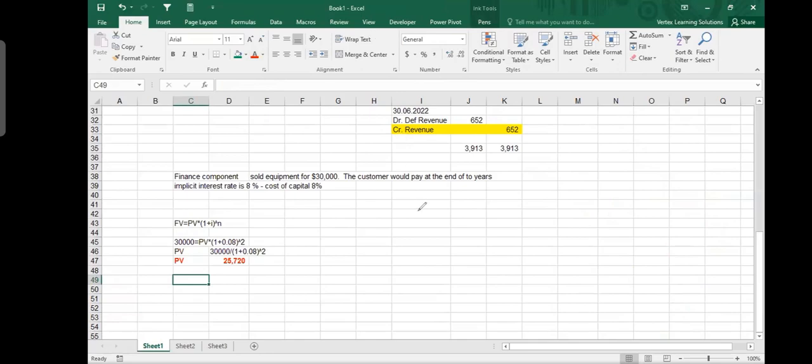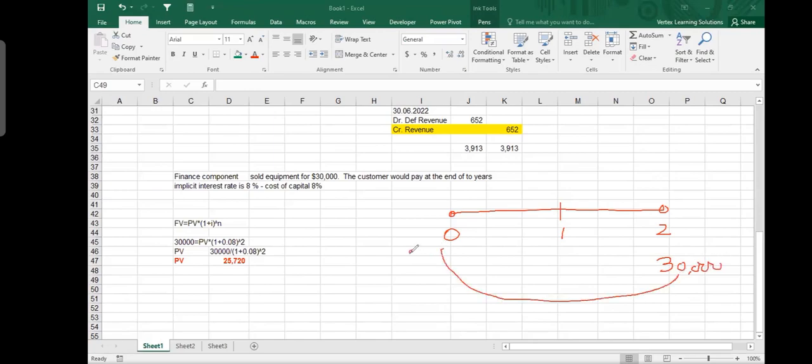Let me show you the procedure. See here, I'll write it down again. I'll try to make it a bit more clear. This is my timeline. This is my year 1. This is year 2. And this is year 0. We receive 30,000 here. And what we do is discount this 30,000 back here, and we find the value 25,720.